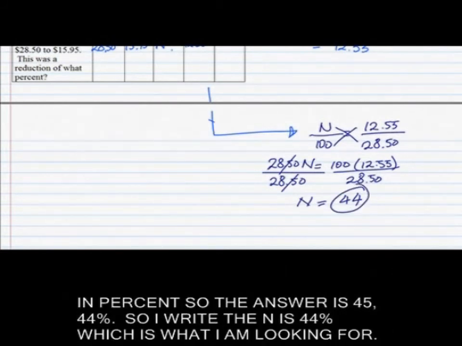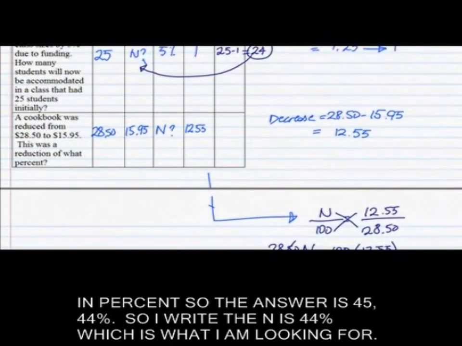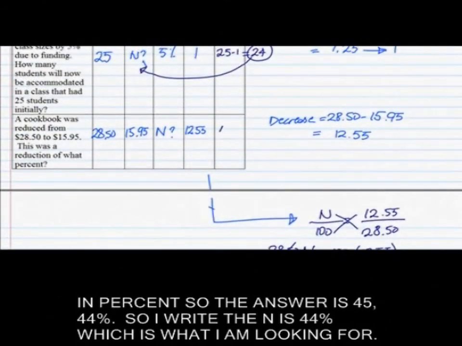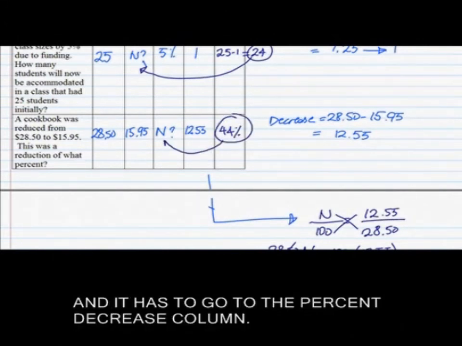So the answer is 44%. So I write the n is 44%, which is what I'm looking for. And it has to go to percent decrease column.